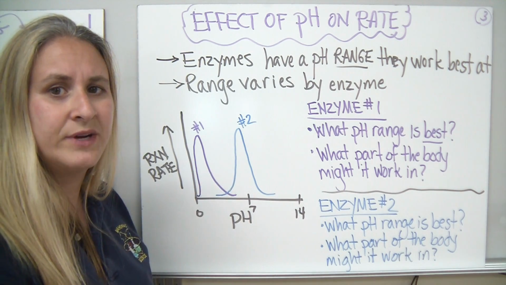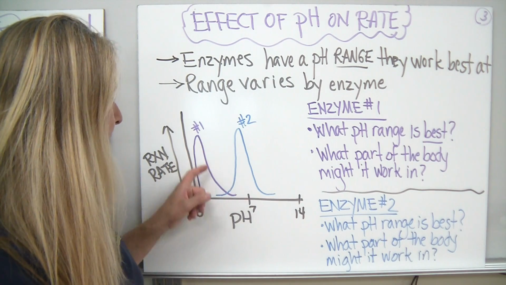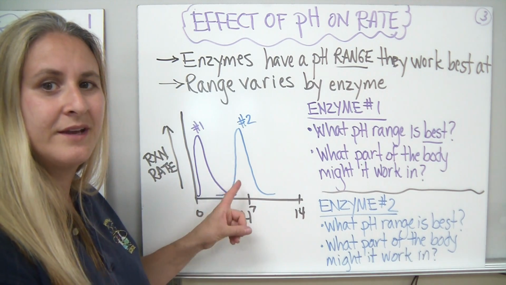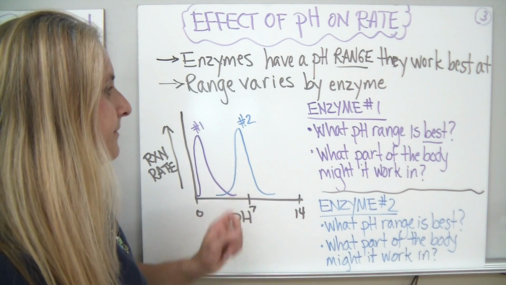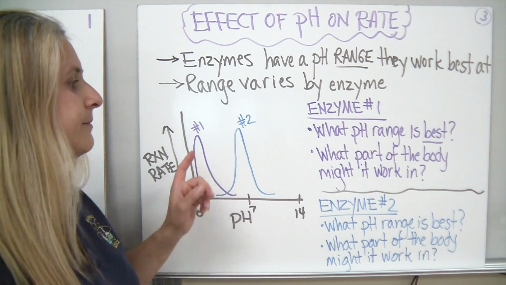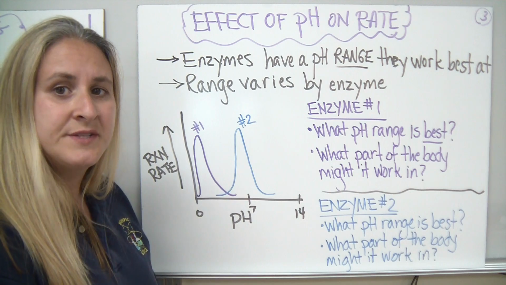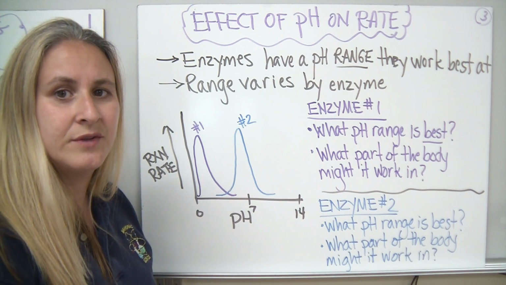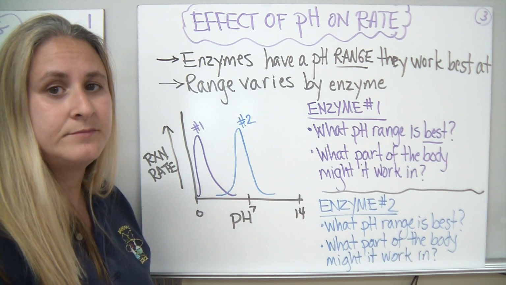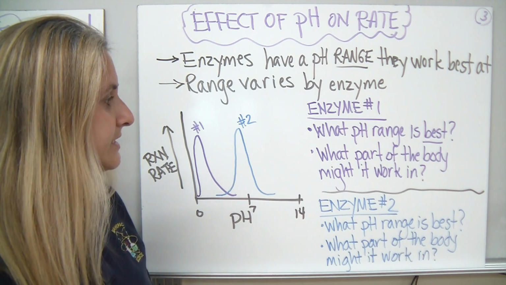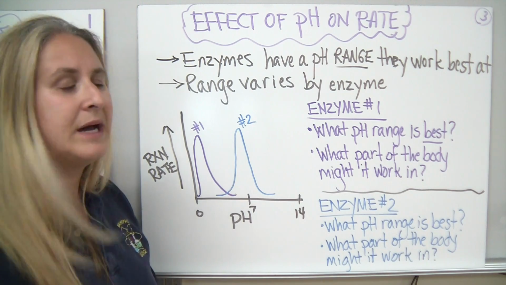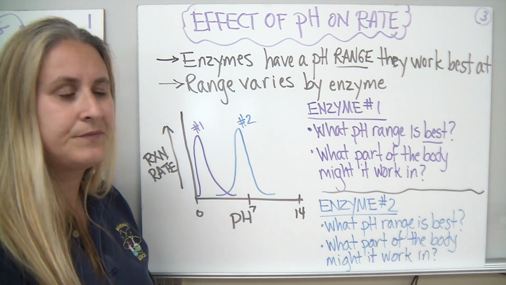I have two ranges here. I have a purple curve, which we're going to call enzyme number 1, and I have a blue curve, which we're going to call enzyme number 2. Let's look at enzyme number 1 first. Just based on the graph that you see, what approximate pH range do you think it works best at? I'd like you to try and write that down. The second question I'd like you to think about is, what part of the body might it work in?